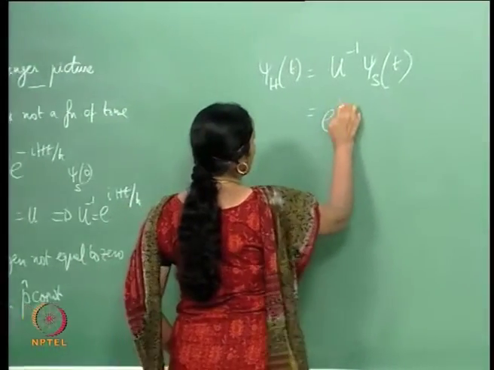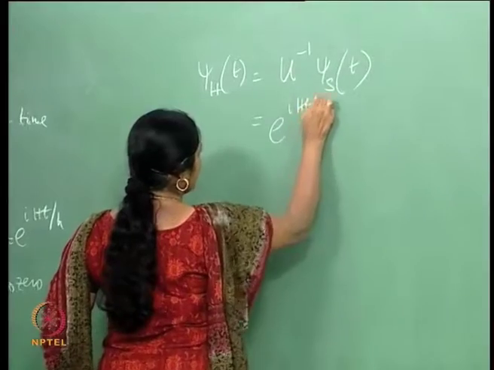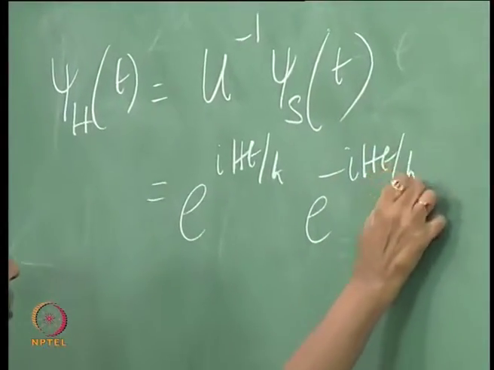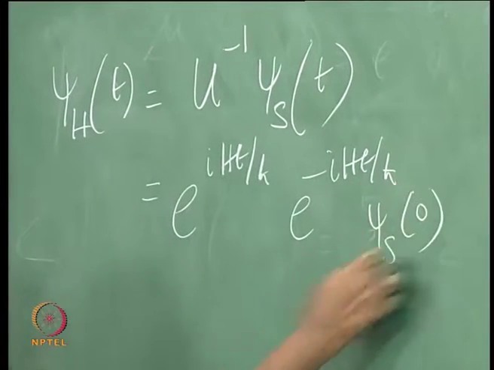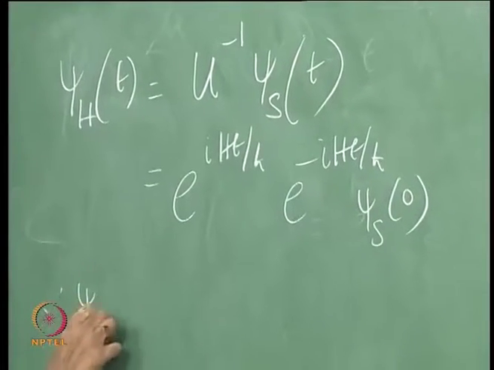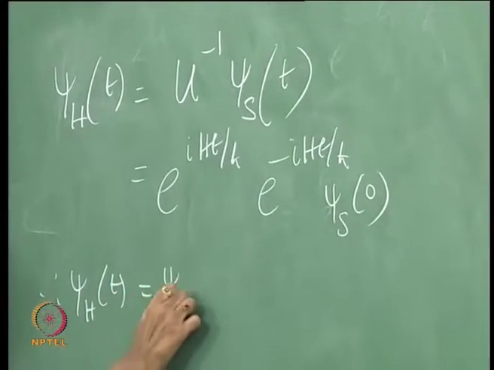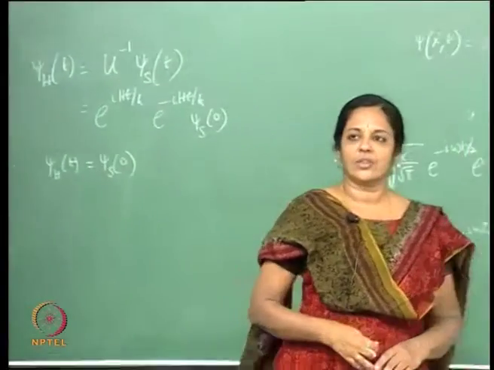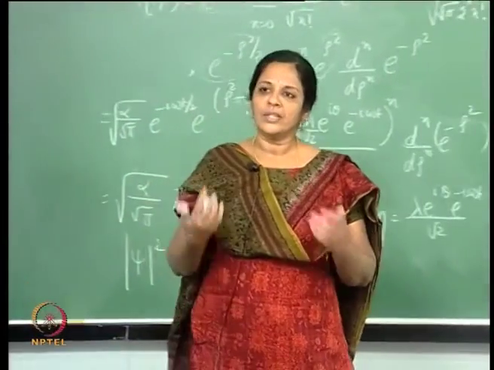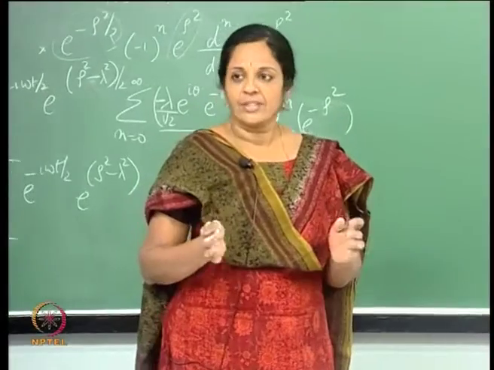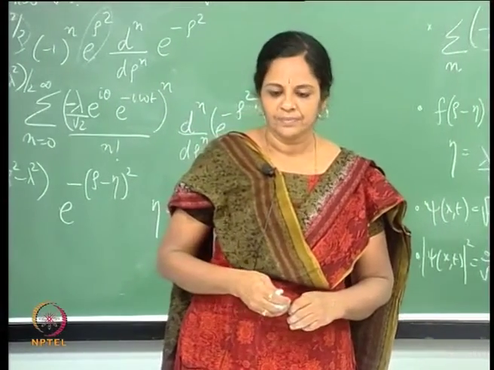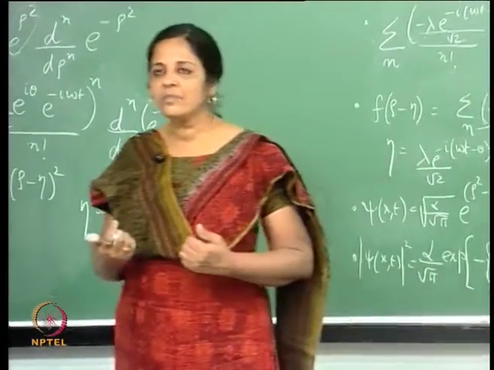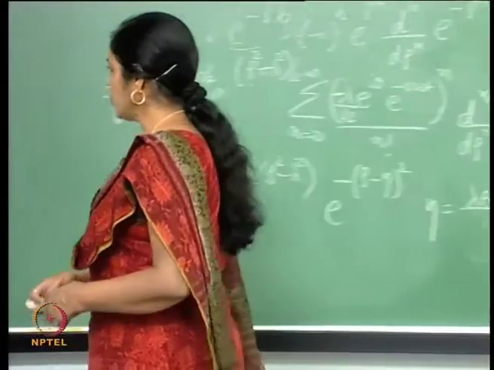So, I have e to the i H t by h cross. Psi S of t is e to the minus i H t by h cross psi S of 0, and therefore, the state vector in the Heisenberg picture does not evolve in time. You take the initial state in the Schrodinger picture, that is going to be the Heisenberg picture state vector for all times. So, how does the dynamics come in? The dynamics comes in through the operator evolution.